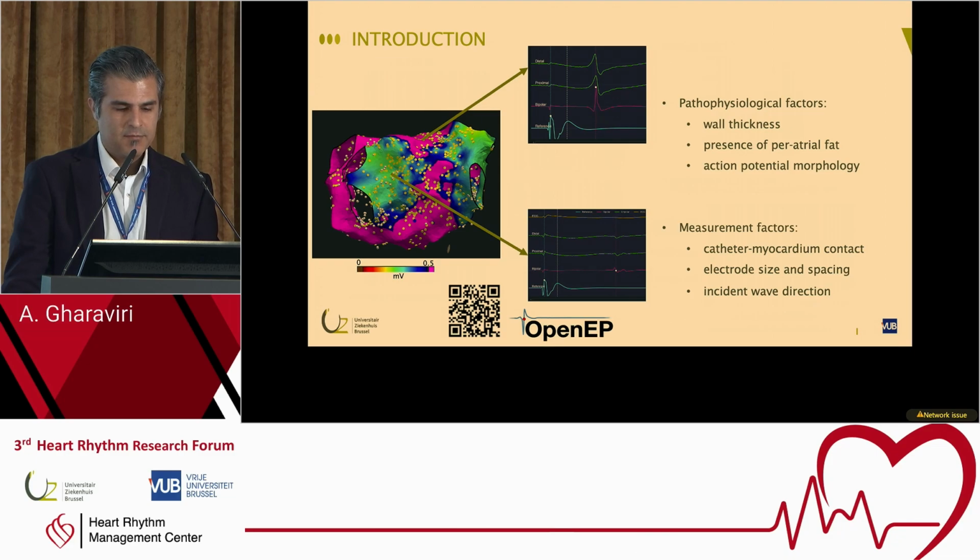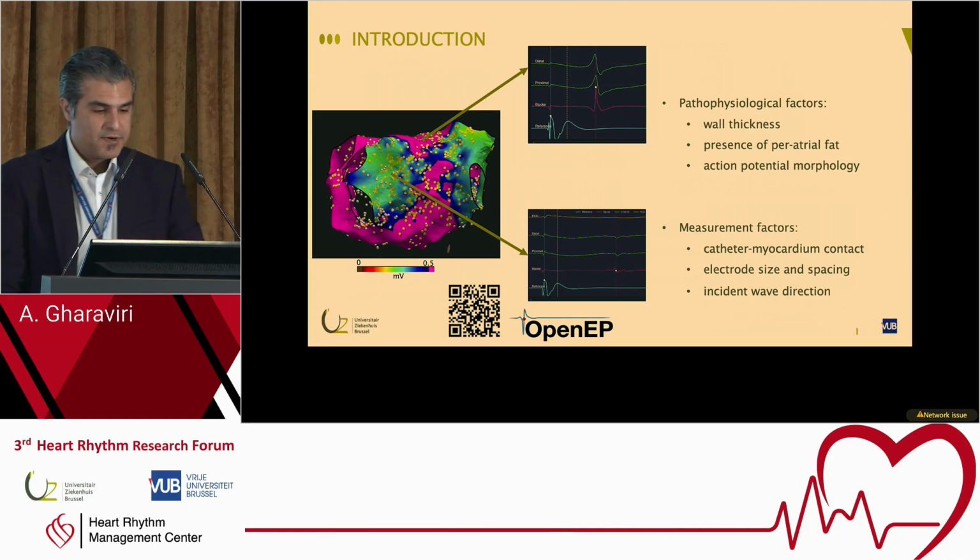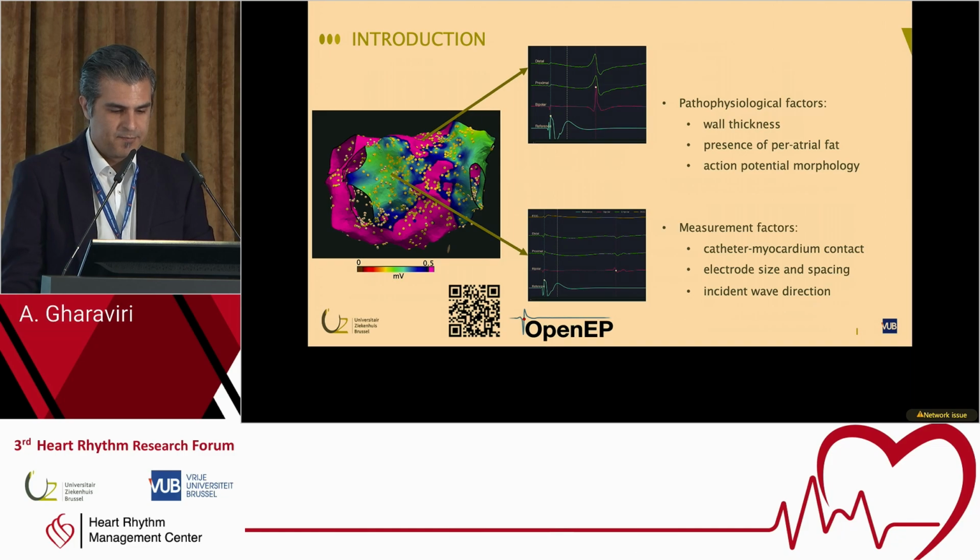associated with pathophysiological factors and also measurement factors. Atrial wall thickness can affect the voltage of your recorded electrogram, and so can the presence of epicardial fat. Action potential morphology can also affect the voltage you're recording. Measurement factors like catheter-myocardium contact and electrode size and spacing can affect your voltage, and more importantly, the wave direction. So what else can we do?